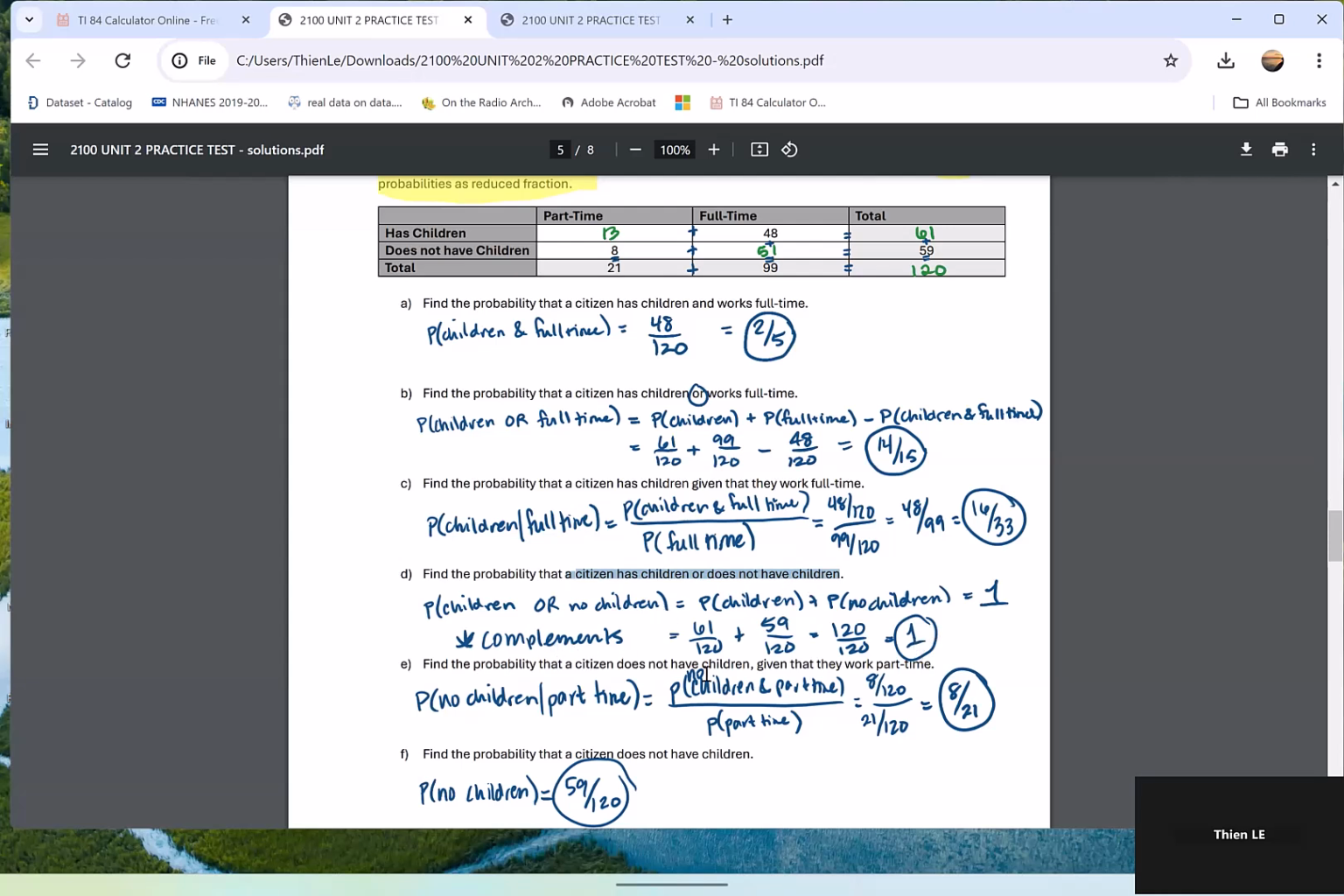Find the probability that a citizen does not have children, given they work part-time. Again here, you look at the part-time space, which is 21, and you care about does not have children, which is 8. So 8 out of 21. But you can also use the formula here to work on that too.